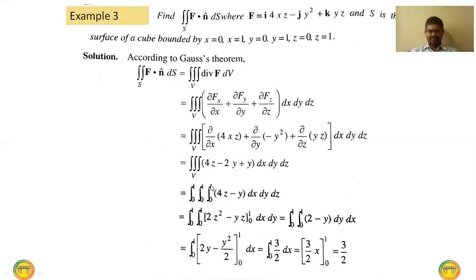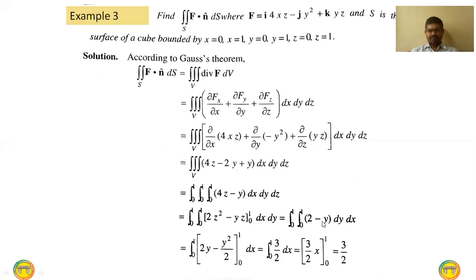First, I am integrating with respect to z. Therefore, the integral from 0 to 1 of 4z minus y dz gives us 4z square by 2, that is 2z square, minus y into the integration of dz, that gives us z. Applying the limits 0 to 1, writing the upper limit: 2 into 1 square is 2, minus y into 1. So we get 2 minus y. If you apply the lower limit 0, there is no need to write that.